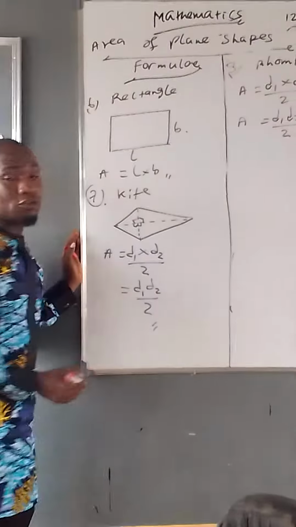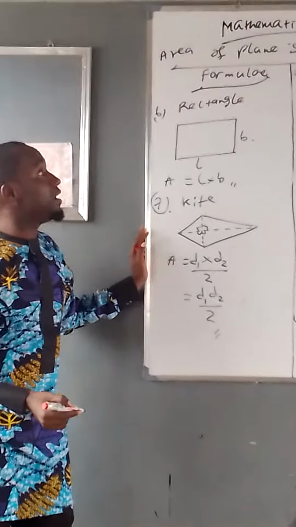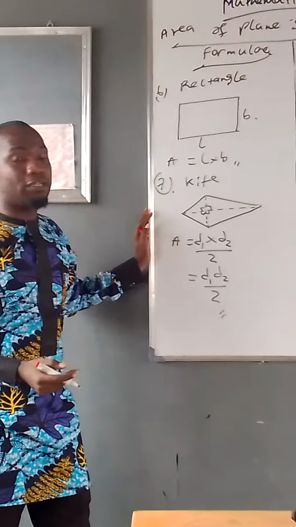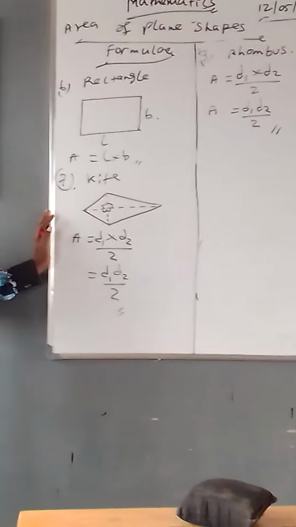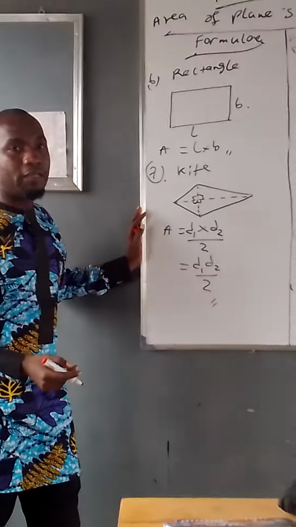So these are the formulas for calculating the areas of plane shapes. This comes to the end of the formulae of plane shapes.